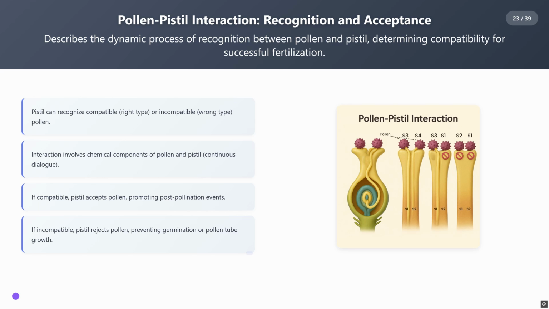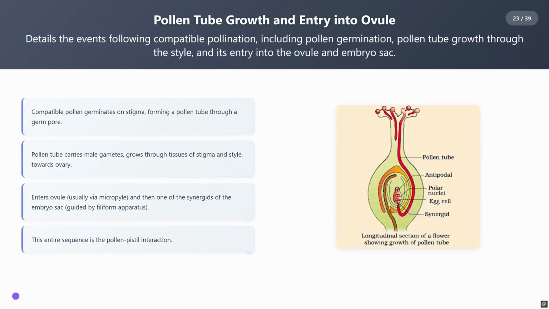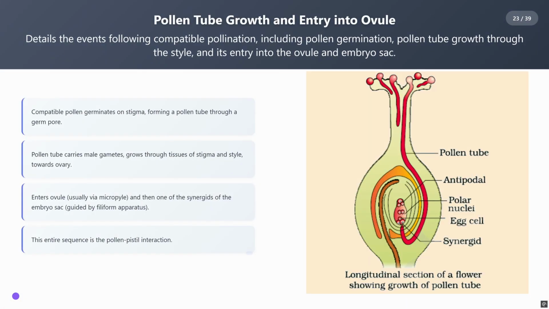Okay, so following successful compatible pollination, the pollen grain germinates on the stigma. A pollen tube starts to grow out from one of the germ pores we talked about earlier. The pollen tube starts growing. Yes, and the contents of the pollen grain, the vegetative nucleus and the generative cell, or the two male gametes if it was shed at the three-celled stage, move into this growing pollen tube. The tube then elongates, growing down through the tissues of the stigma and the style, heading towards the ovary. It grows through the style tissue.